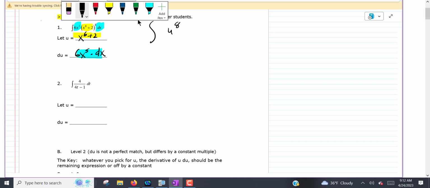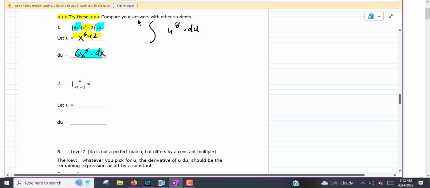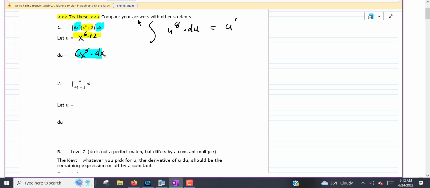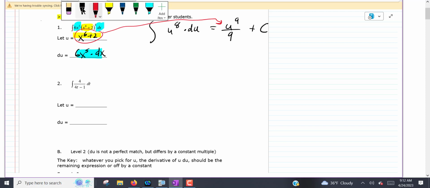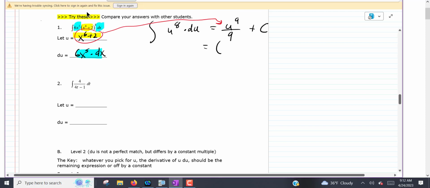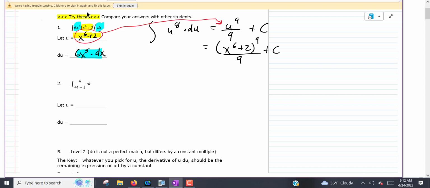So you end up with u to the 8th times du. You want to write down that integral. Now, when you do the antiderivative, you get u to the 9th over 9. The du disappears because you're done with the antiderivative, then you have plus c. And then the final thing that you want to do is plug in for that u, and then your final answer could be written as parentheses x to the 6th plus 2 to the 9th over 9 plus c. So that's how you would get that antiderivative. Everybody's got that right on their paper. All right, number 2, what did you set u equal to?